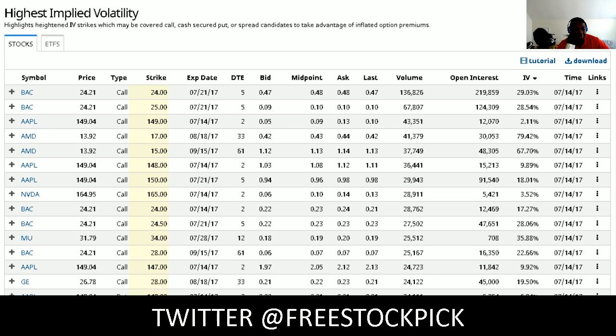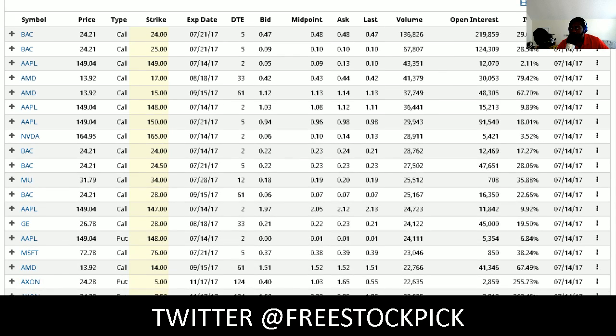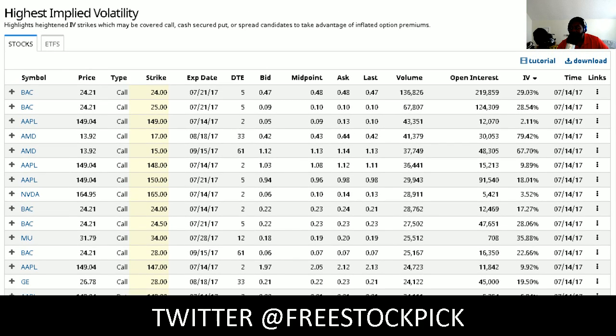Now, I think Yahoo does as well, I'm not sure, but barchart.com offers an incredible resource. This is very expensive data here, folks. As we look at these charts, it looks very much like an option chain. You get your symbols, your price, type of option, call or put, strike, expiration date, DTE, which means days till expiration, very important, your bid, how much people are looking to buy the option for, the midpoint between the bid and the ask, how much sellers are asking buyers to pay, the last transaction price in that option, and the current volume in that option.